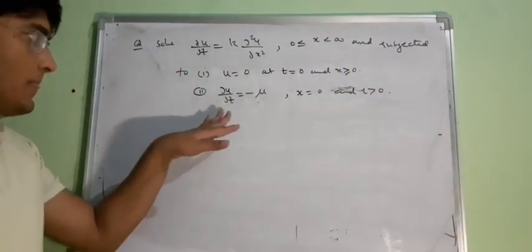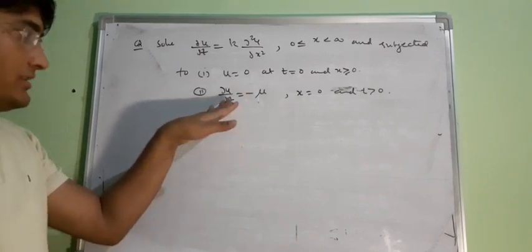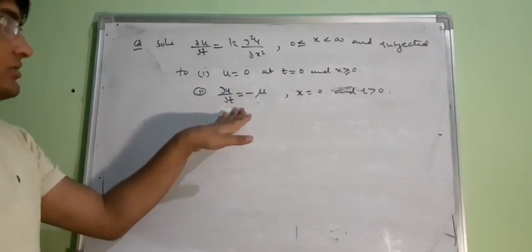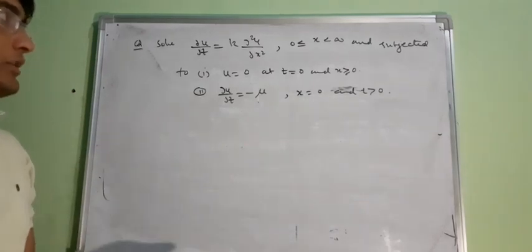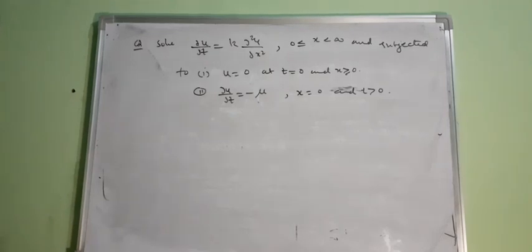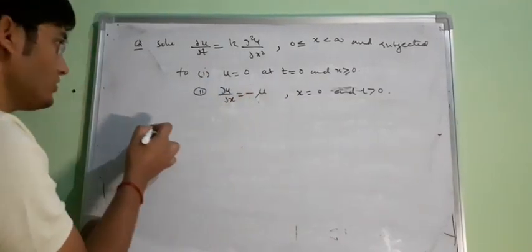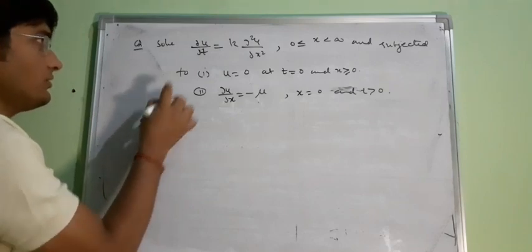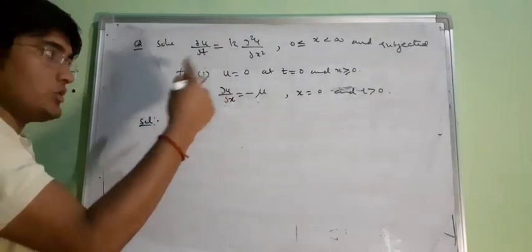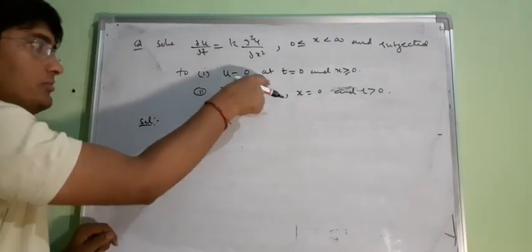Here you can see that we have been given the value of del u upon del x. So as the value of del u upon del x is given, we will use the Fourier cosine transformation. This will be del u upon del x, not del u upon del t. So let us solve this question using the Fourier cosine transformation. We will apply the Fourier cosine transformation because of this condition.